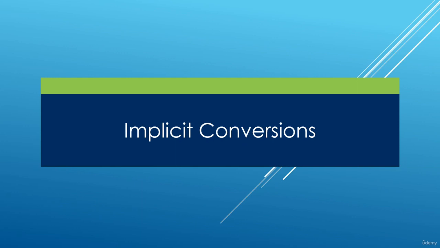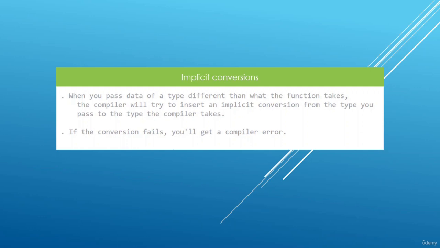In this lecture, we're going to start and learn about implicit conversions. These are conversions that the compiler is going to insert if you pass a type that is different from what the function actually takes. And if the conversion fails, you're going to get a compiler error.